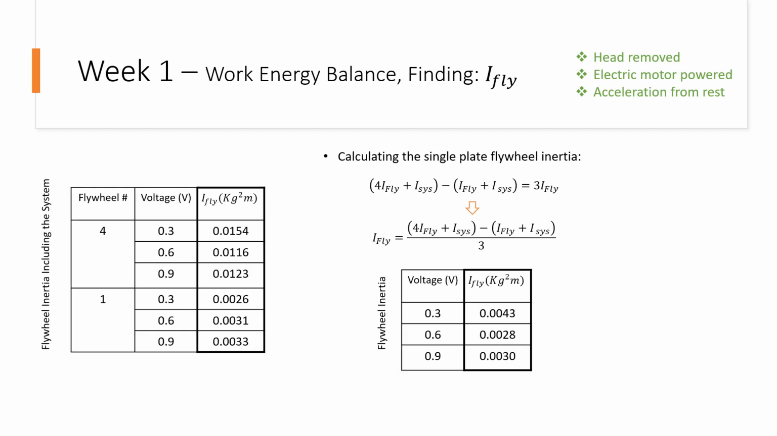However, if we calculate the formula using the data we have collected, it will give us the combined value of the inertia of the flywheel and the inertia of the system. Therefore, we need to subtract the inertia obtained by combining the system with four flywheels from the inertia obtained by combining the system with only one flywheel. This allows us to eliminate the inertia of the system and determine the inertia of the flywheel alone.